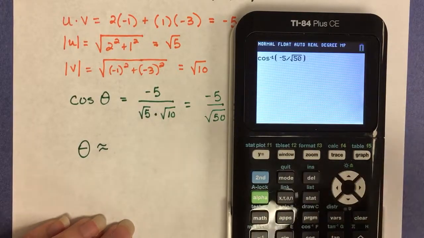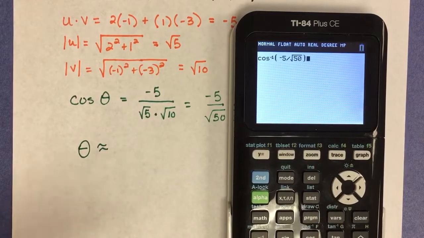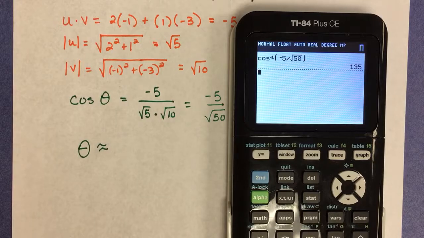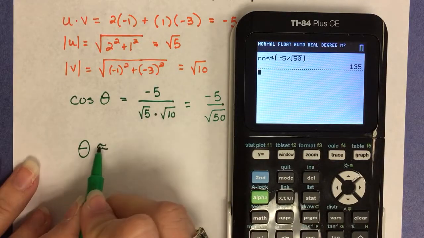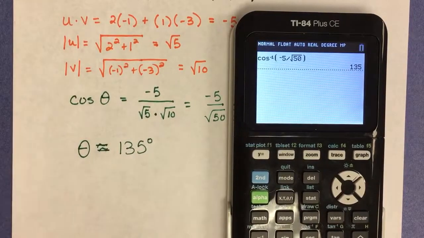Now, because my value's negative, and cosine's negative in the second quadrant, I know my answer is going to be somewhere between 90 and 180. And of course, this one, you don't even have to round off. Your answer is exactly 135 degrees.